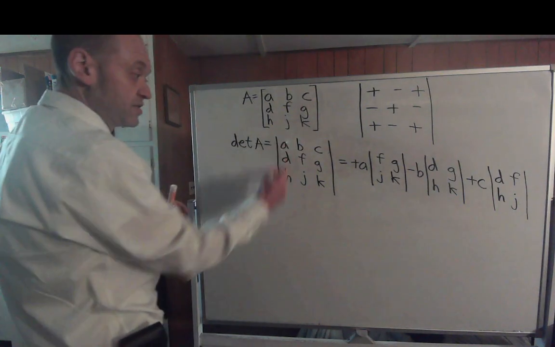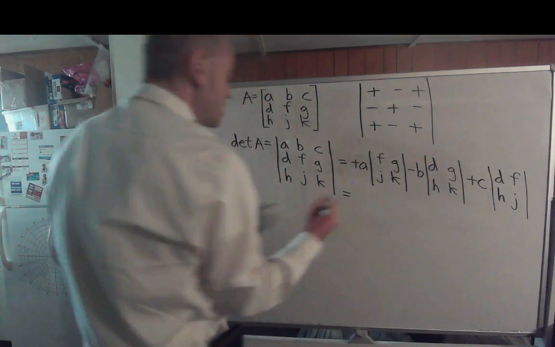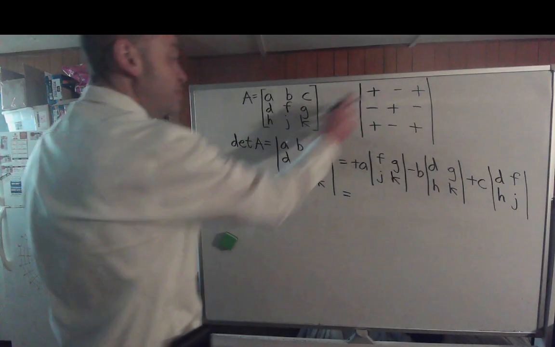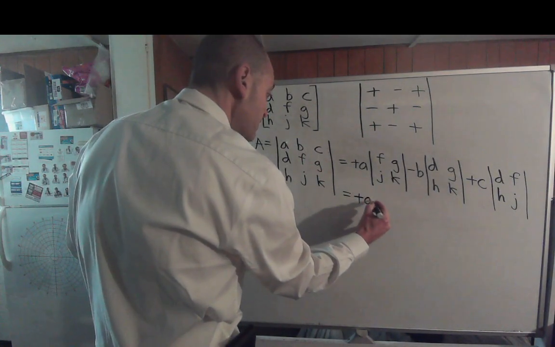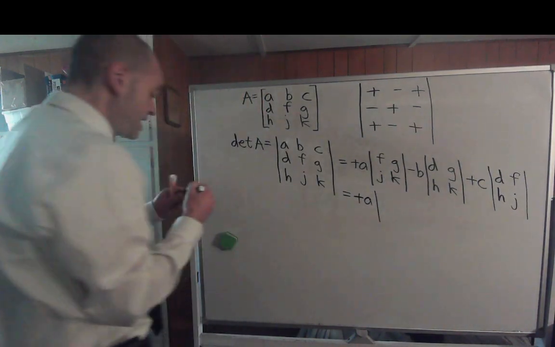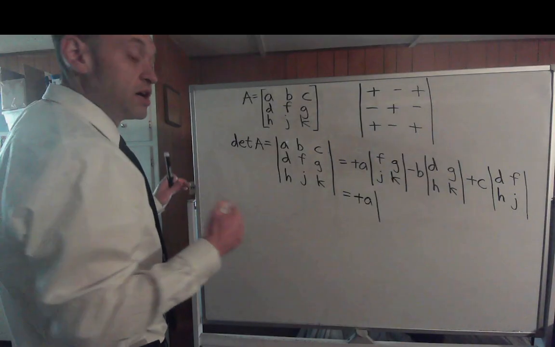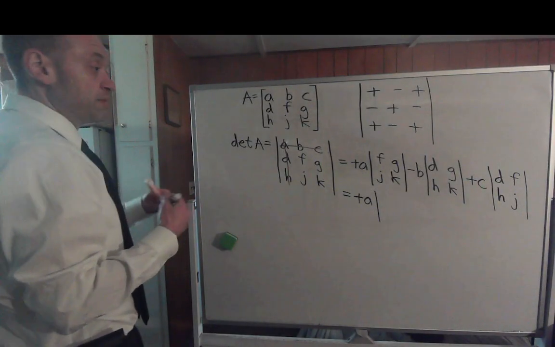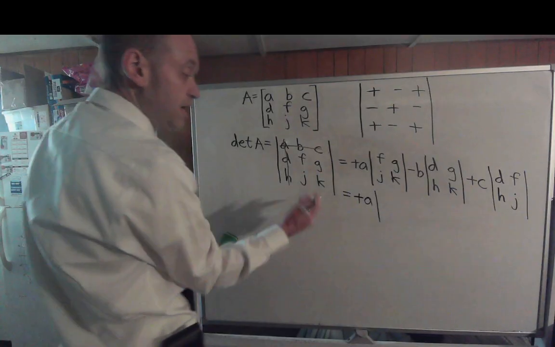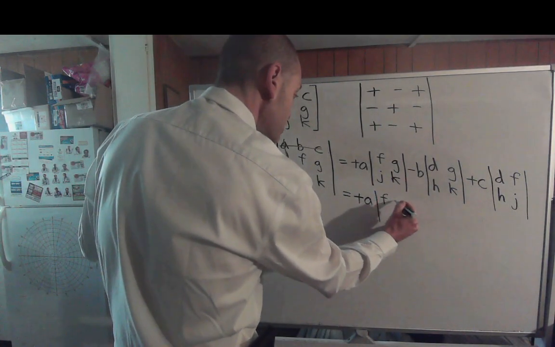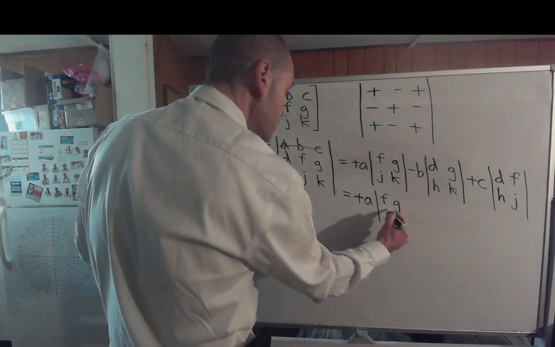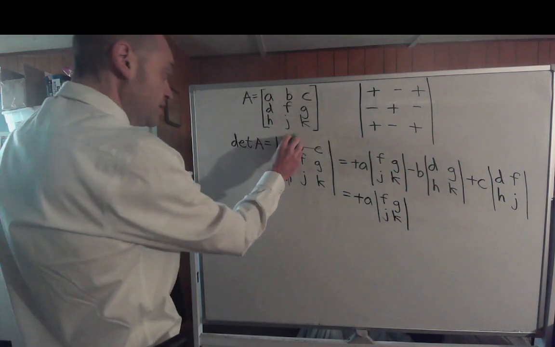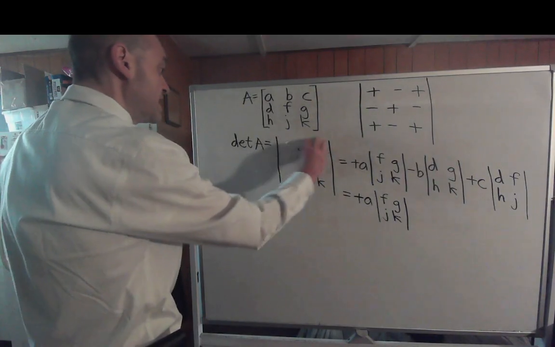So I'm going to go down the first column this time. So I'm going to do the first number in the first column. That's still going to be positive A times, okay, if you go down the column, you still strike out the row and the column in which it occurs. That would be plus A times the determinant of whatever's left, so that would reduce to a 2 by 2 determinant of F, G, J, and K. Now I've decided this time to go down the column, so we're going to take that approach.